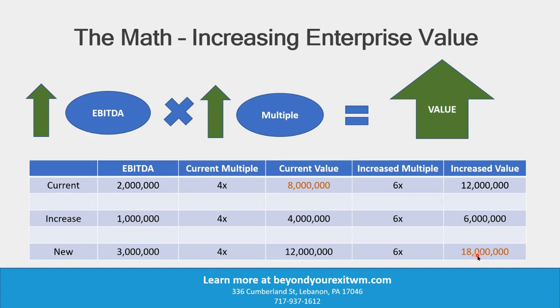So, again, going back to the simple math with this equation, where the exponential growth happens, again, is not only just focusing on increasing profitability, revenue, and sales on the EBITDA side, but also increasing the multiple and how your business operates and how attractive it's going to be to a potential buyer or acquirer. That's where you can achieve exponential growth within your business.